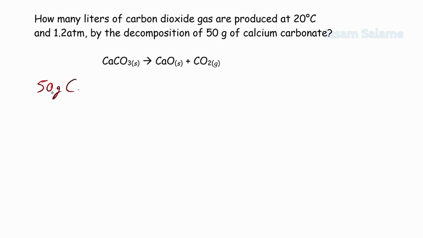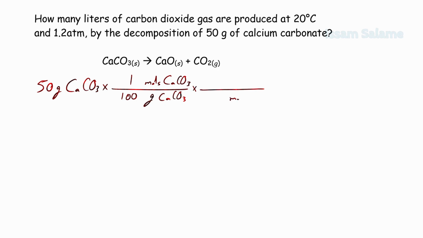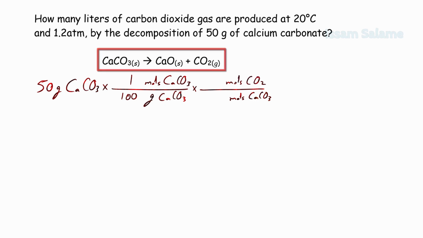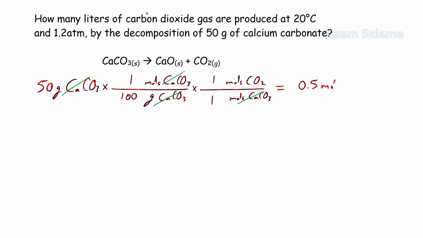So we start with 50 grams of calcium carbonate, and we multiply it with a fraction to convert it to moles. We put grams of calcium carbonate in the denominator and moles of calcium carbonate in the numerator. We put 1 next to moles of calcium carbonate, and next to grams of calcium carbonate we find its molar mass from the periodic table. The molar mass of calcium carbonate is 100. Then we multiply with another fraction to convert moles of calcium carbonate to moles of carbon dioxide. We put moles of calcium carbonate in the denominator and moles of carbon dioxide in the numerator. We get the coefficients from the balanced chemical equation, 1 next to carbon dioxide and 1 next to calcium carbonate. Then we cancel the similar units between numerators and denominators. We multiply all numerators together, we divide them by the denominators. So we get the number of moles of carbon dioxide is 0.5 moles.